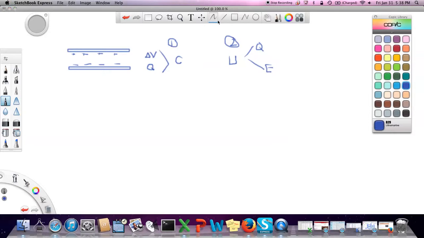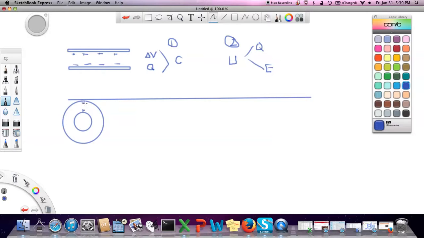The second question I'd like you to think about is very similar. What if instead of a parallel plate capacitor, I had two spherical shells? Let's say that the inner spherical shell has a charge plus Q, the outer spherical shell has a charge minus Q. The inner spherical shell has a radius A, the outer spherical shell has a radius B.